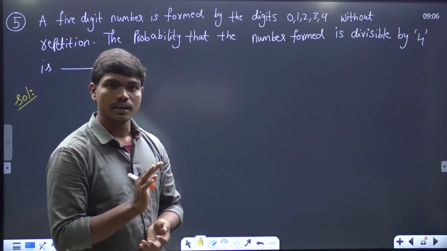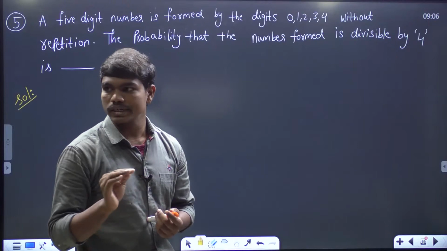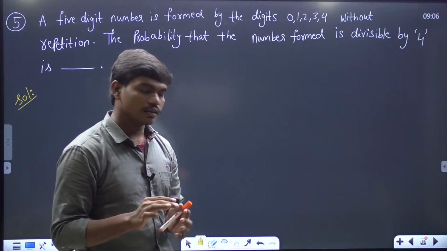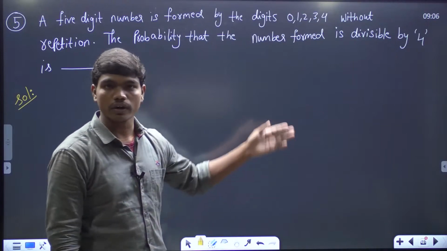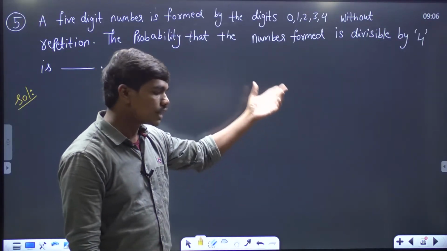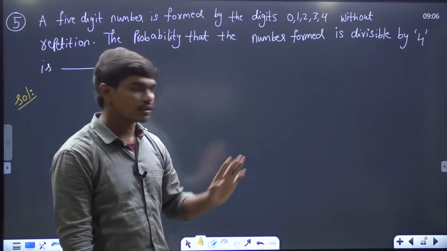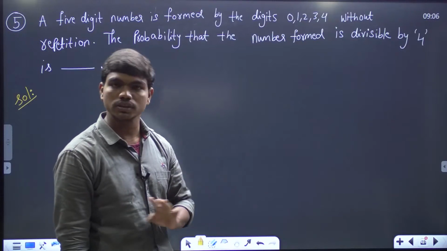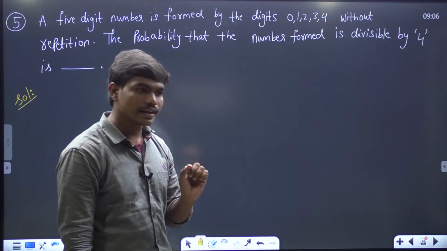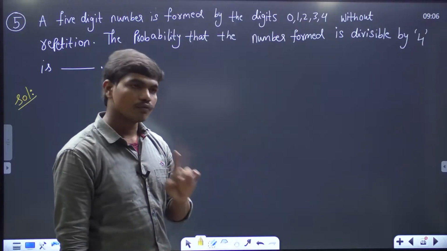Simple questions only. Generally people feel probability is difficult because, for example, if I'm talking about limits, if I give you one formula, with that one formula you can solve 10 questions. But probability and permutations and combinations are not such cases. You need to think carefully for every question. That's the only thing. The formula is the same.